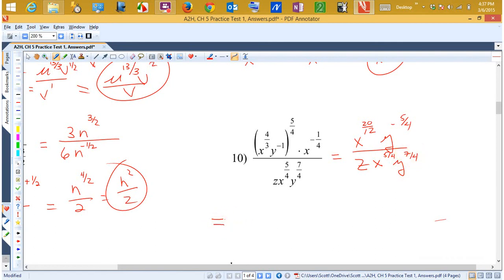Okay, let's do some combination from numerator to denominator. So I have 20/12 and 5/4. If I change this to a denominator of 12, you could see that that would be 15/12. So that's smaller. So I'm going to take the 20/12 minus the 5/4. So for the x, I've got 20/12 minus 5/4. We already said that is 15/12.